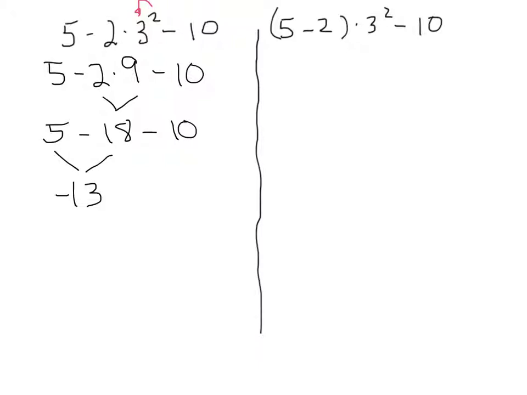There are 5 positives and 18 negatives, so the negatives win, and they win by a margin of 13. And then we have negative 13 minus 10. Now that is equivalent to negative 13 plus negative 10, which is simply saying we have negative 13 and then we go down 10 more, so that will give us negative 23.